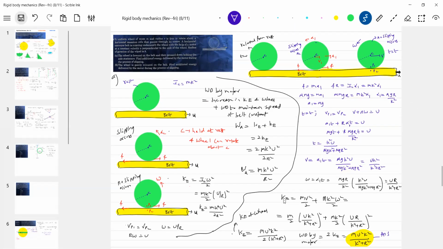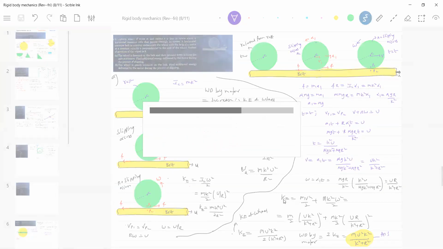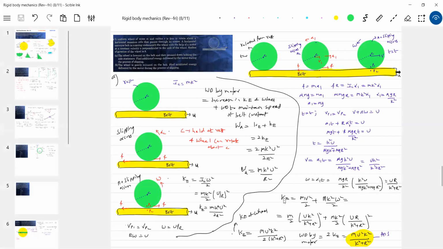Or directly you can use force into displacement, F into ut, and you know F equal to mu mg. From there also you can bring it, and we know T. Anyway, T has to be determined. Afterwards you can go for that also. The work done by the motor on the belt, the same work it has to do here. The total work done will be the sum of these two.